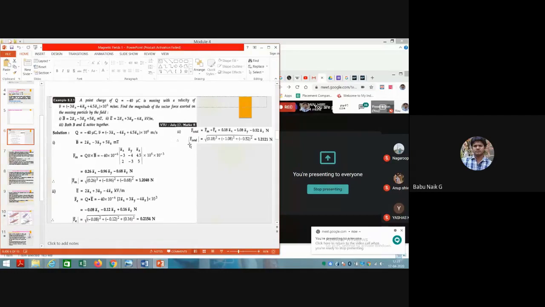Now, in a similar way, they asked to find the force due to both the electric field and magnetic field, that is the total force, the complete Lorentz force equation. So now if you combine these two as vectors, not adding the magnitudes, you have to take the vector sum, because force is a vector.